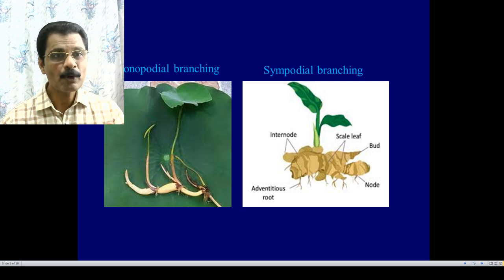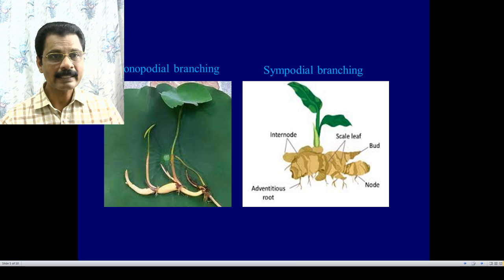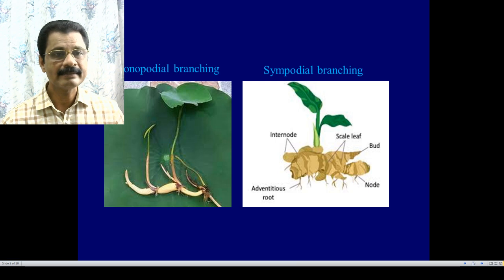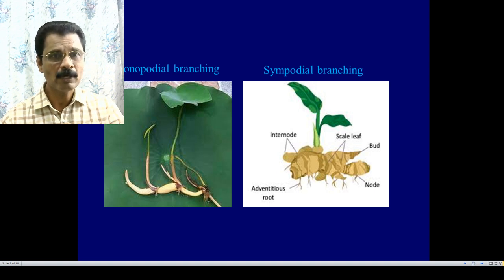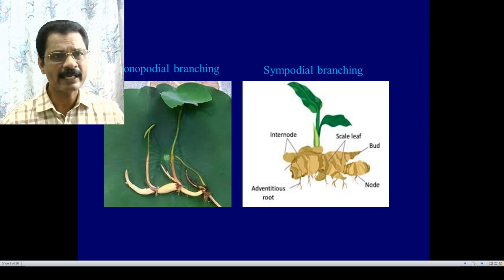There you can see the monopodial branching. But in the case of rhizome seen in the ginger as well as in turmeric, there the branching pattern is a sympodial branching pattern. So the rhizomes are of two types, vertical rhizome and horizontal rhizome. In this horizontal rhizome, you can see monopodial branching as well as sympodial branching, right? Could you follow me?